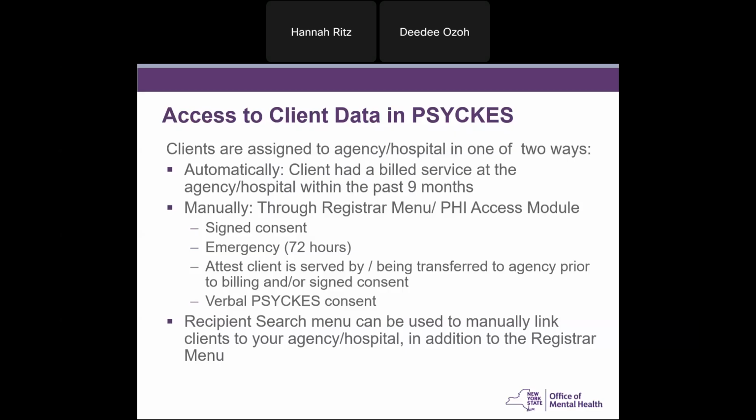You can also use the Recipient Search Unique Identifier section to look up an individual client and manually link them to your organization based on consent, emergency, or attestation of service, and we'll go over this later on in the webinar. We also have a more in-depth webinar called Consent, Emergency, Quality Flag, PSYCKES Level of Access, which takes a deeper look into the enabling access to client-level data process in PSYCKES.